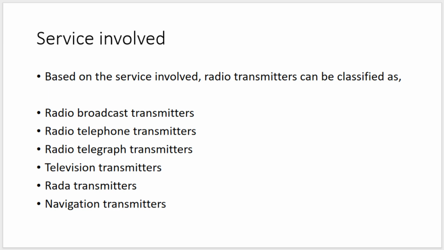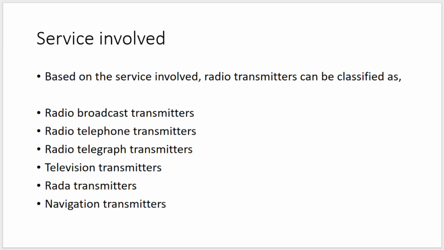And point two, radio telephone transmitter. These transmitters are designed for telephone signals over a long distance by means of radio. A radio telephone transmitter uses certain special devices such as volume compressor and speech limiter.